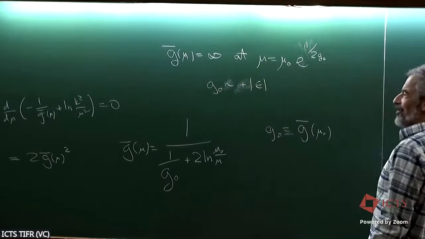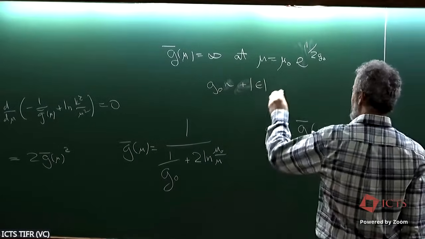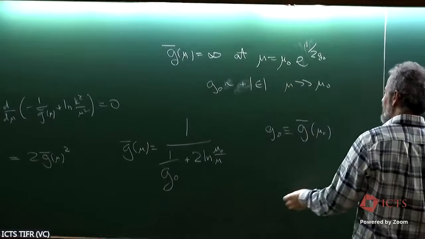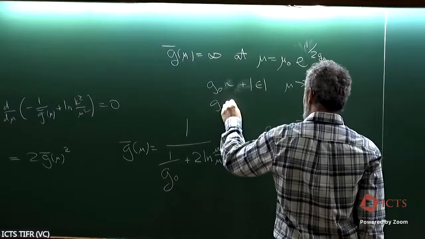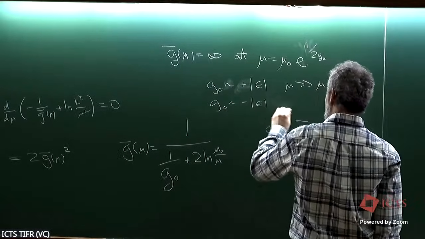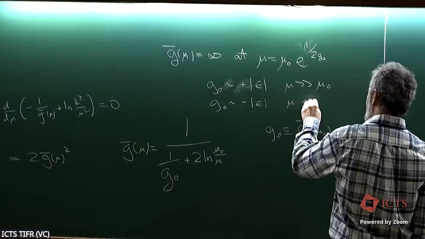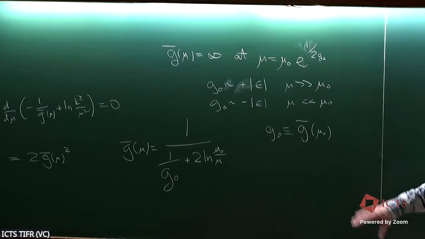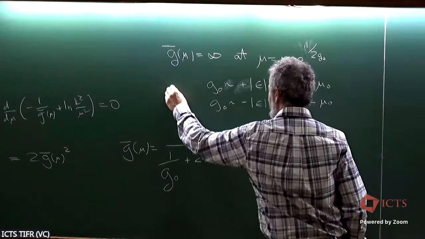So if it's positive and small, then mu is much, much greater than mu naught. If g naught is negative and small, then mu is much less than mu naught. So if it's a repulsive interaction, this corresponds to repulsive.